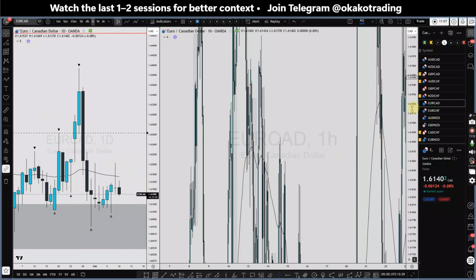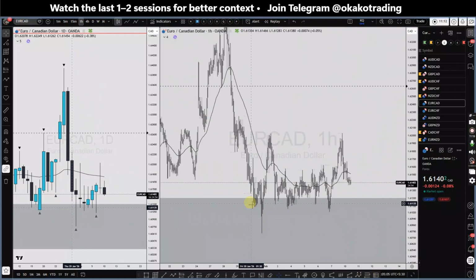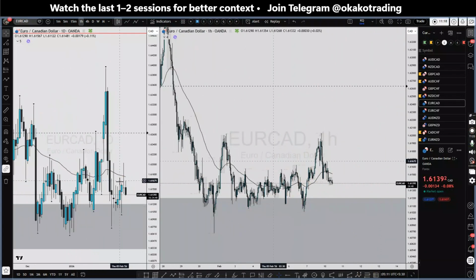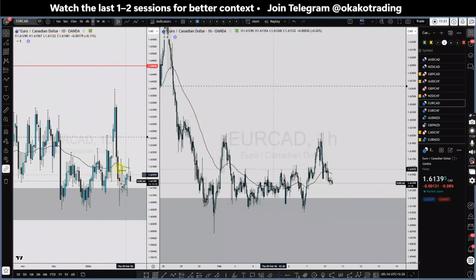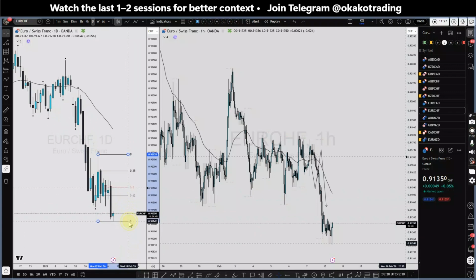Okay, AUD CAD, Euro CAD, there is nothing in Euro CAD. We're just gonna skip it. Even though there is a clean setup, but look at the EMA. I just don't want to trade in this kind of markets. I want trend. I want clear trends.